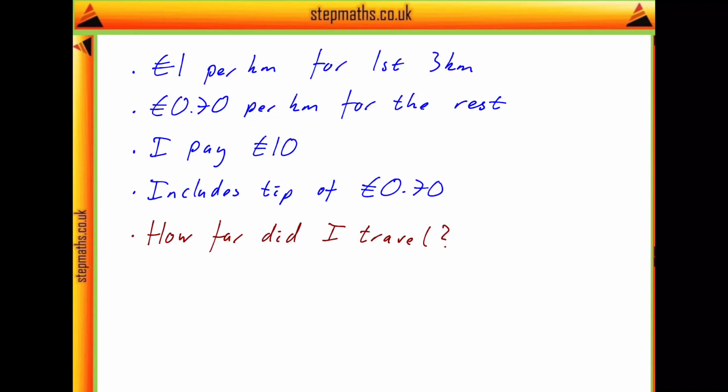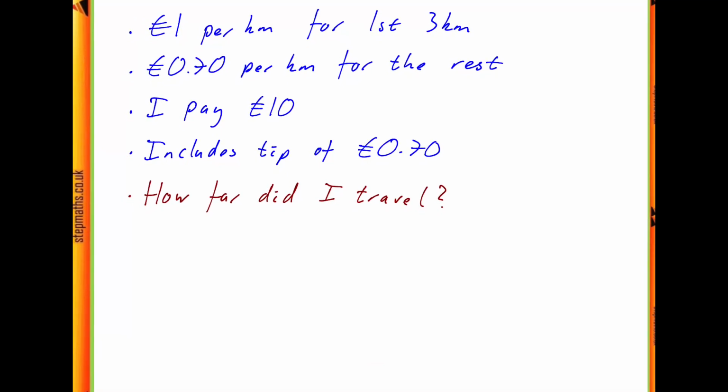So if you haven't had a chance to have a go at this yourself, pause the video and have a go now. Otherwise, we'll go ahead. And this is one where you just really need to be systematic. So first we've got a tip. The tip is completely unconnected to the distance I've travelled. It doesn't come from the rate per kilometre. So I'll just remove that. And that leaves 9.30, which comes from the actual cost for distance travelled.